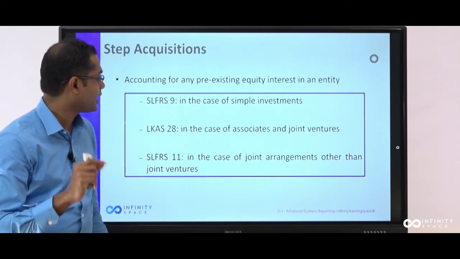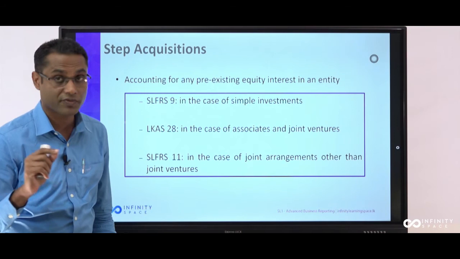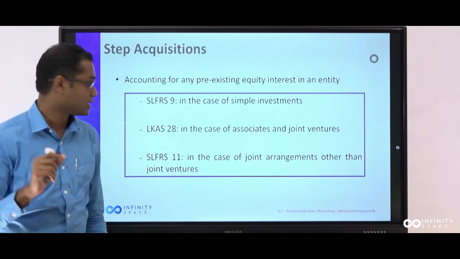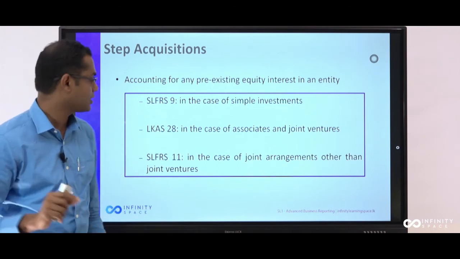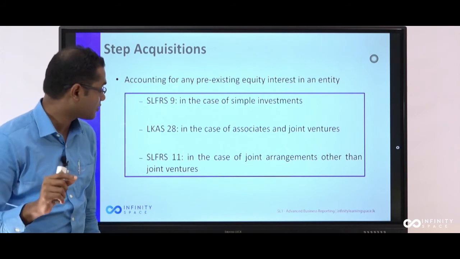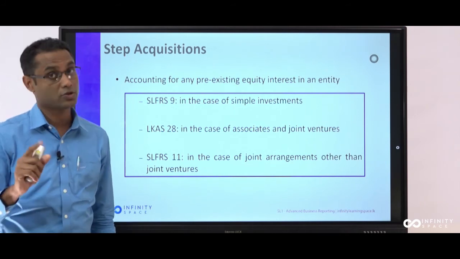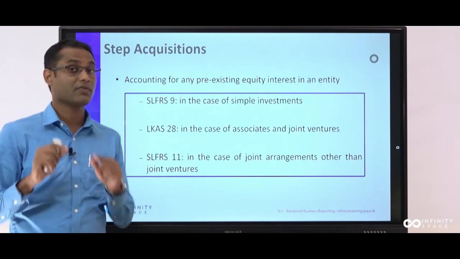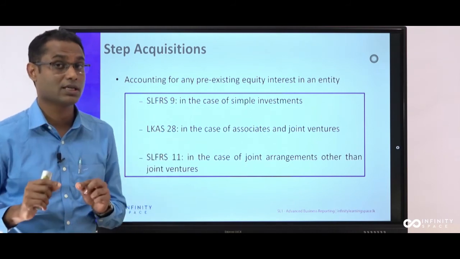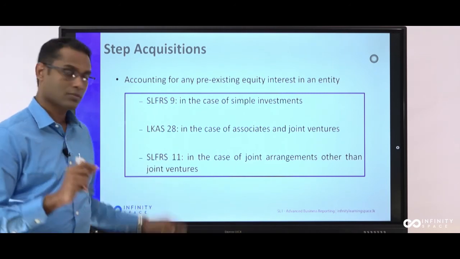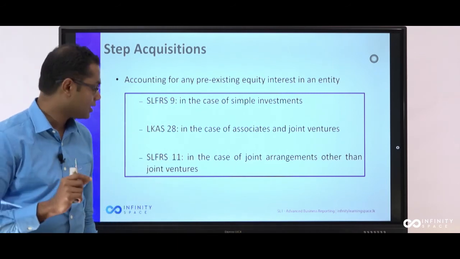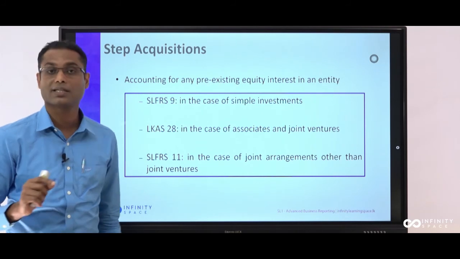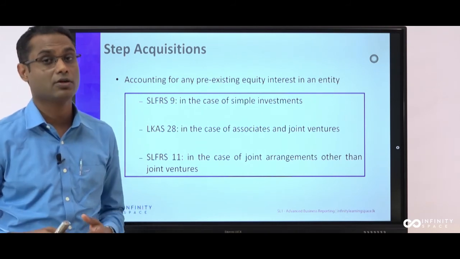Okay, accounting for any pre-existing equity interest of the entity: apply SLFRS 9 in case of a simple investment, apply LKAS 28 in case of an associate or a joint venture. So you have to equity account. LKAS 28 says that if it is an associate or a joint venture, you have to equity account for that. Apply SLFRS 11 in case of a joint arrangement other than a joint venture, that means if it is a joint operation.